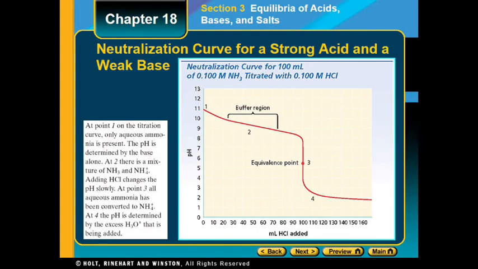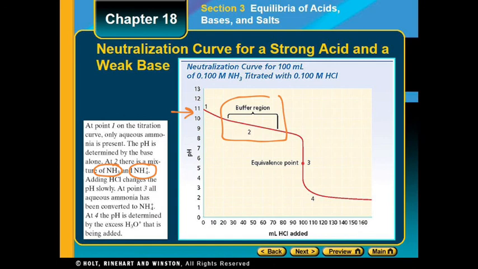In this one right here, we're looking at a strong acid and a weak base and the neutralization curve that we've got going on with it. But to start off with, we do have a weak base, ammonia, that we have right here. It is being buffered with the ammonium ion. It could have been the ammonium chloride that we were looking at earlier. So there is our buffer region there.